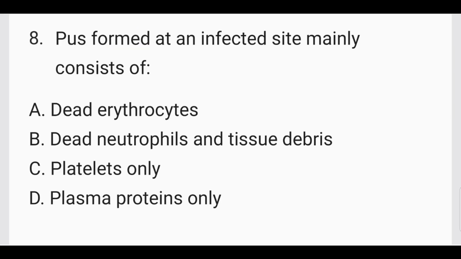Question number 8: pus formed at an infected site mainly consists of A, dead erythrocytes, B, dead neutrophils and tissue debris, C, platelets only, and D, plasma proteins only. The answer will be dead neutrophils and tissue debris. During infection, neutrophils engulf microbes and eventually die. Their remains, along with dead bacteria, dead tissue, and tissue fluid, form yellow-colored pus.